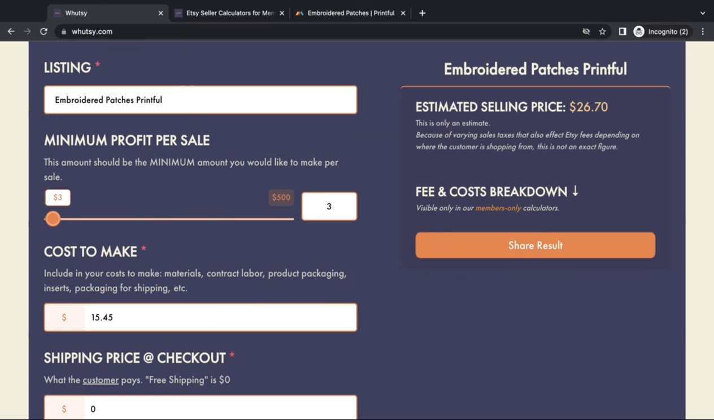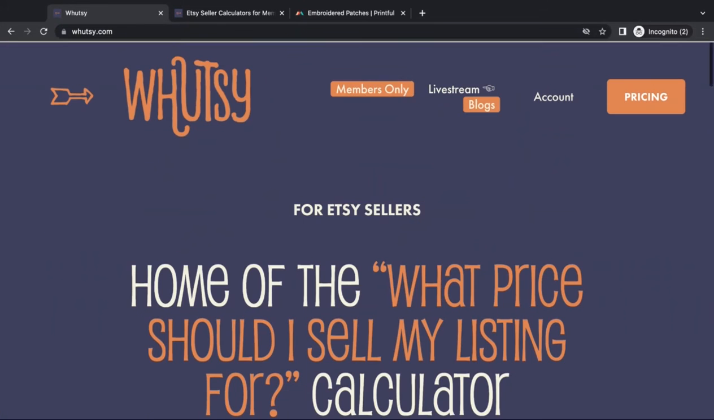You can also share your result if you want to on social media and maybe get a little bit of surprise. Now, selling these patches for $26.70, I don't know. You have to be a pretty phenomenal patch, I think. Maybe not. I don't know. If you come up with a pretty cool design that's personalized, I'm sure there's people out there that would happily pay that price. It's all about what you create, how you market it, and how you sell it. Okay, so that's the free calculator that's on the homepage.